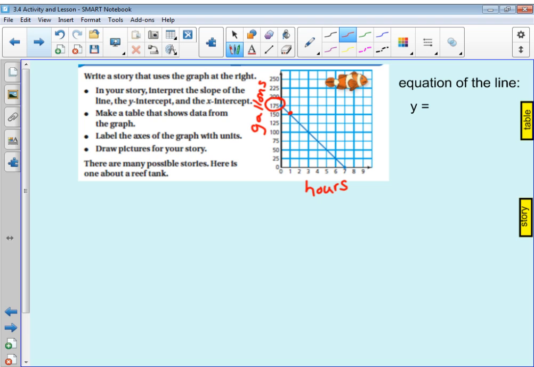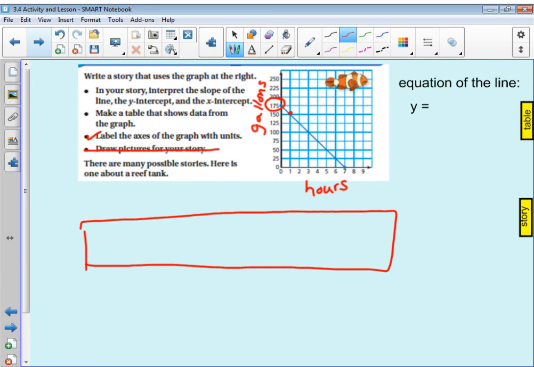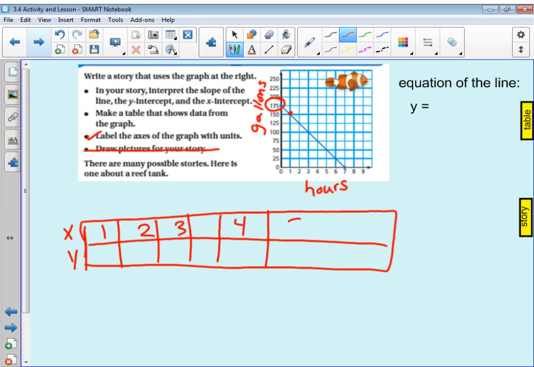So we went ahead and labeled our axes of the graph. We're not going to worry about drawing a picture. It says make a table. Now I know the table's already drawn for you in your book, but just so that we can identify how to actually draw that table, we've got our x's and our y's. Our x's, we went up to 7 here: 1, 2, 3, 4, 5, 6, and 7.